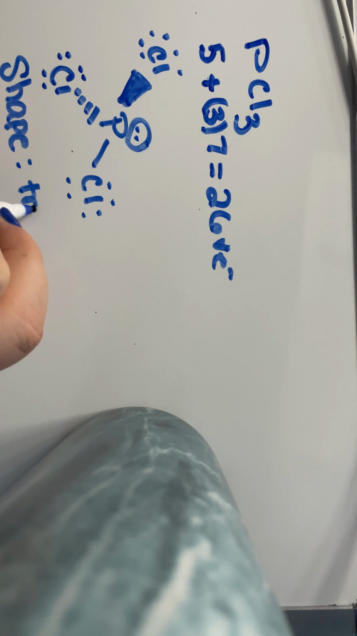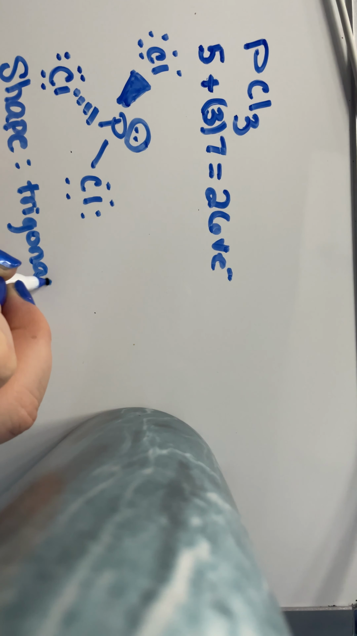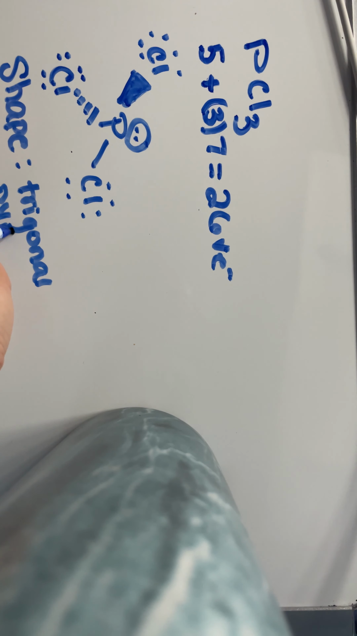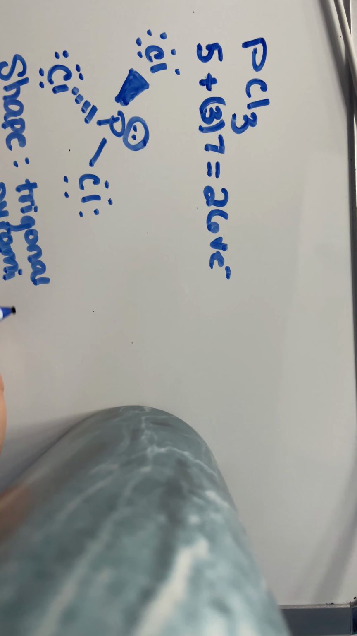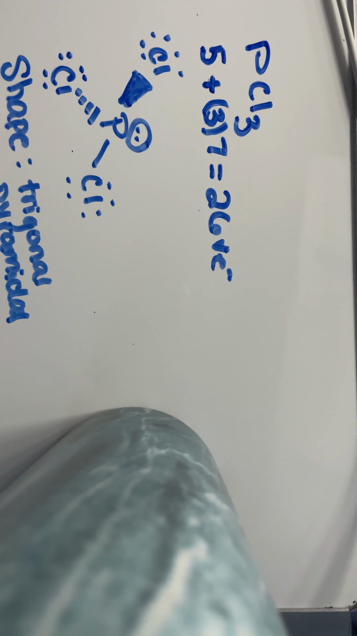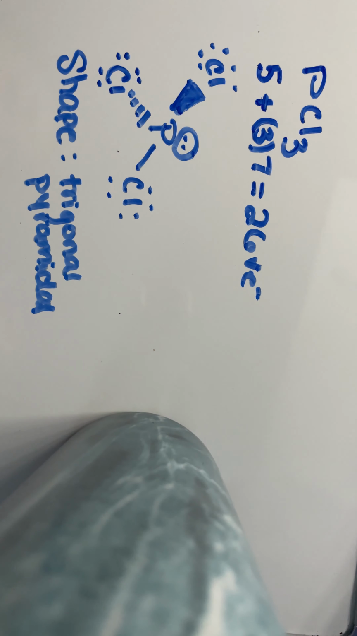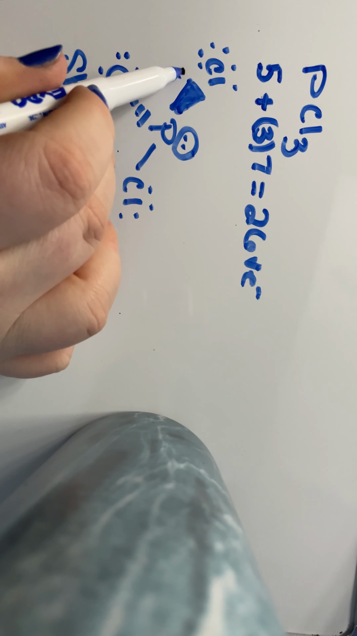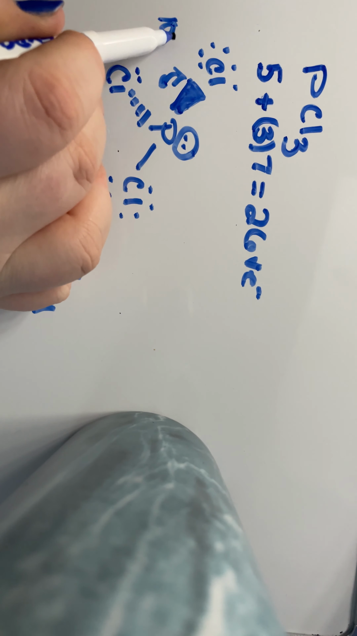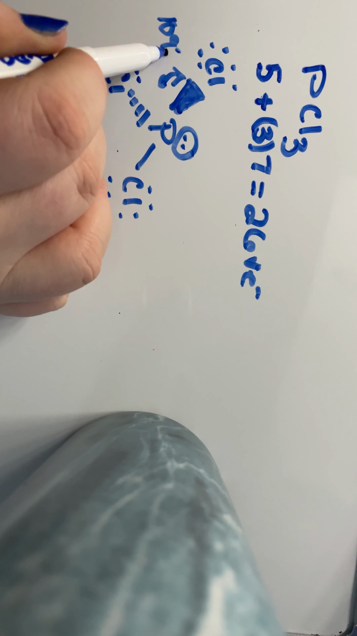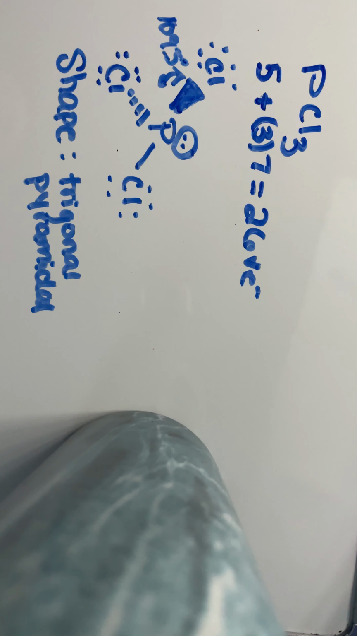This 3D sketch gives our shape a trigonal pyramidal. Because it is trigonal pyramidal, we know that our degrees are 109.5 degrees.